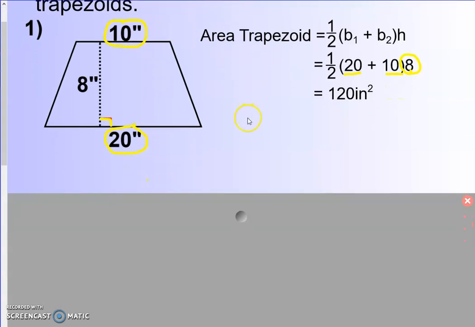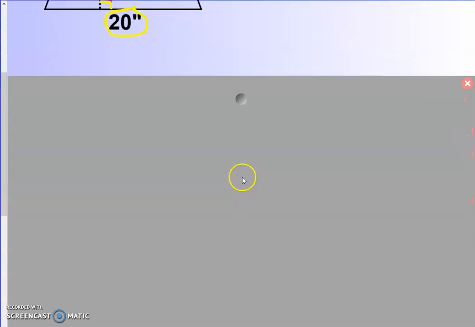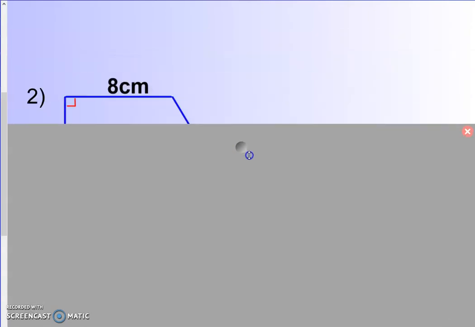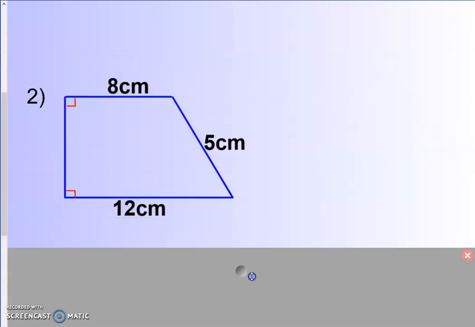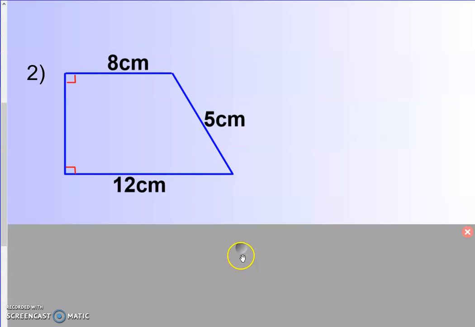So let's try one now where I give you a problem you haven't seen before, and let's see if you can use this formula. So here's problem number 2. And this is a trapezoid. So why don't you pause the video, try it out, and see how you do.